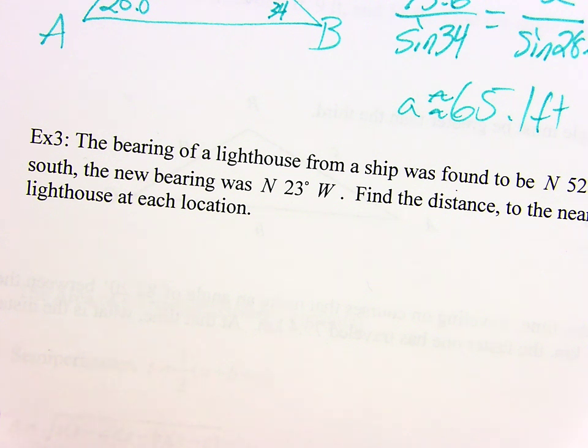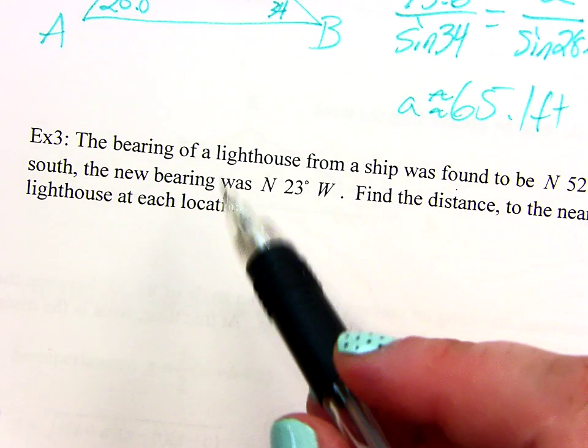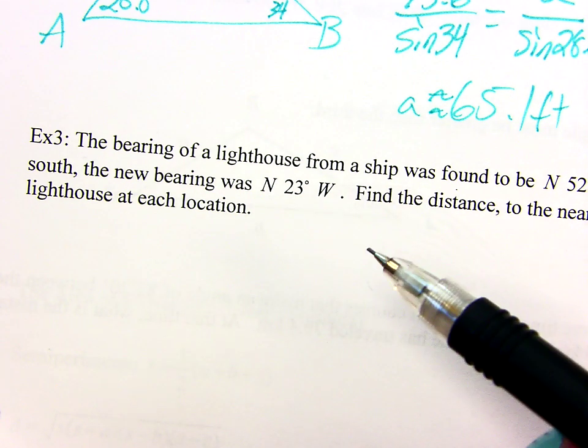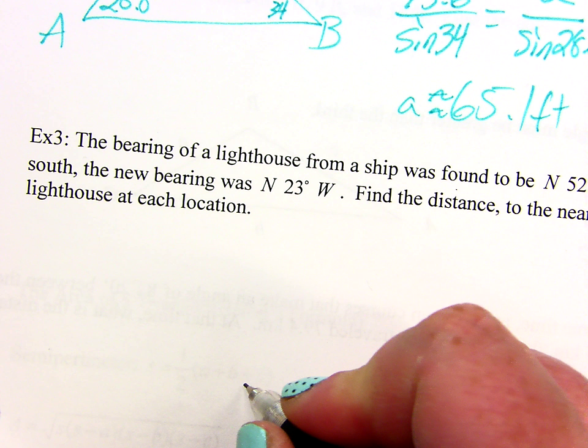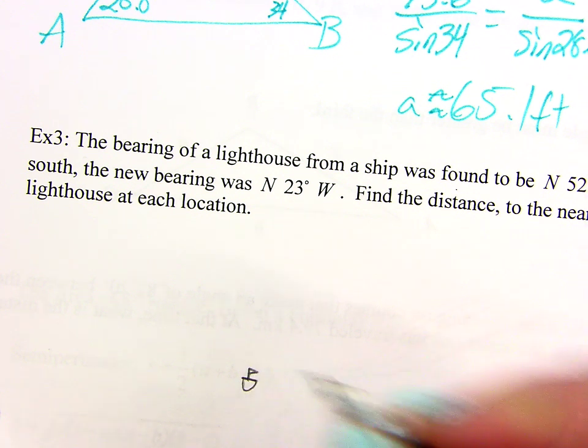Okay, did you sketch it? I don't even know where the first line is. Oh, golly. I drew a straight line. All right. The bearing of a lighthouse from a ship. So, this means that you need to have a ship. All right, so there's my ship.